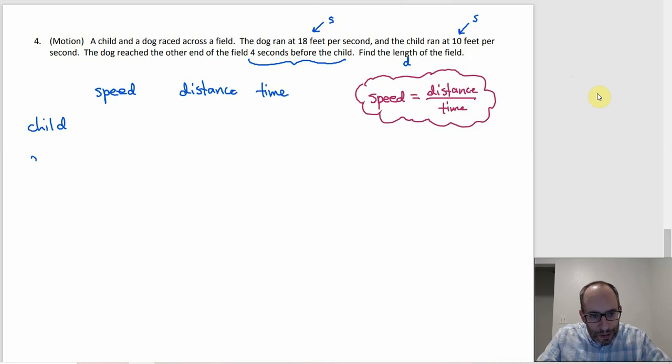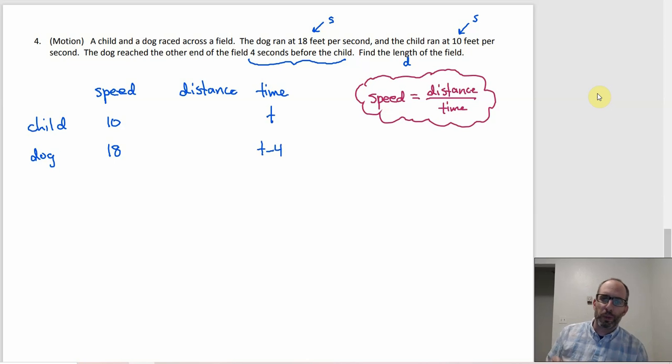So the child's speed was 10 feet per second, and the dog's was 18. For the time, the dog reached the other end of the field 4 seconds before the child. So if the child's time is t, then the dog's should be t -4, since 4 seconds less would be t -4. The other way to phrase it is that the dog's time is t and the child's time is t +4, and this would still work out correctly.